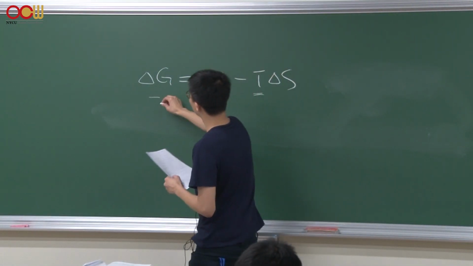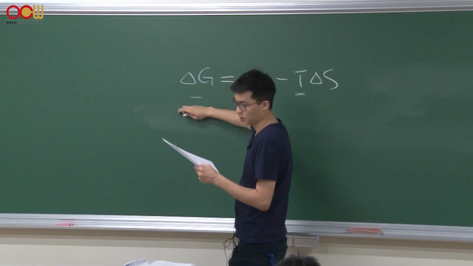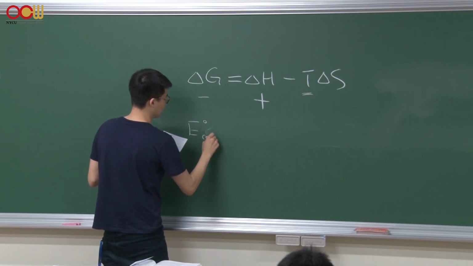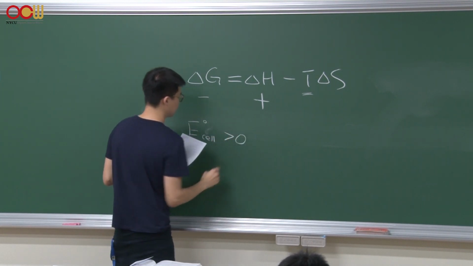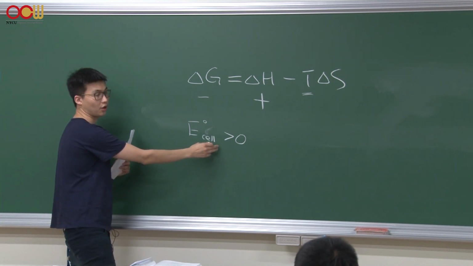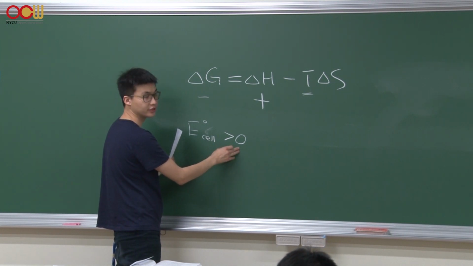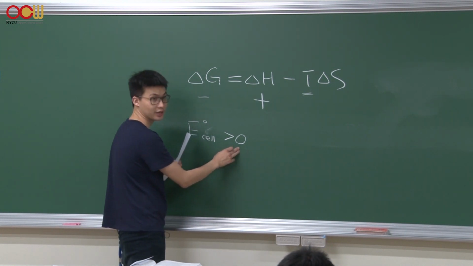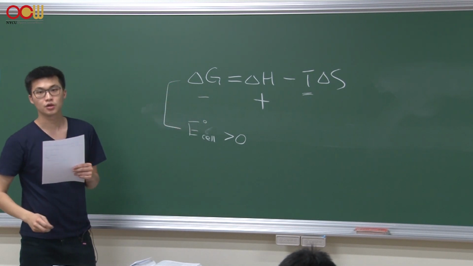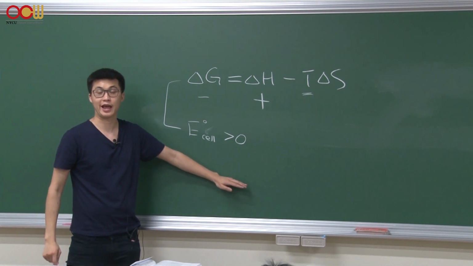So remember, delta G has to be negative to be spontaneous. And previously we learned that if your standard potential relative to hydrogen is larger than 0 for your photovoltaic cell, then it's a spontaneous process, right? So how will we connect these two terms together? I would like you guys to think about potential as a difference in energy.